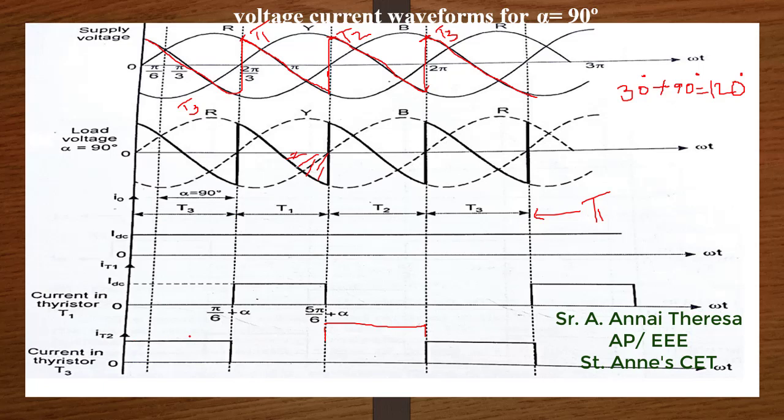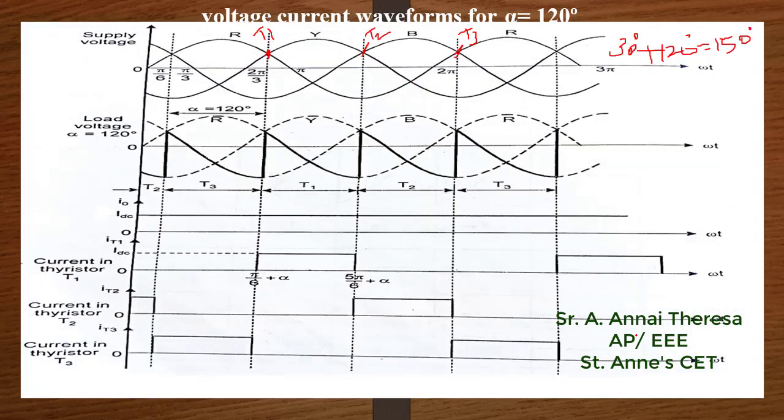Okay, here you have to draw T2. Then for T3, so this is T3. Okay, IT3, that is current flow through thyristor 3. Then this is current flow through thyristor 3. Okay, so this is the conduction for alpha is equal to 90 degree. Then alpha is equal to 120 degree. So 120 degree means 30 plus 120 is equal to 150 degree.